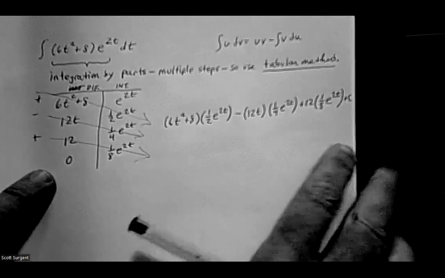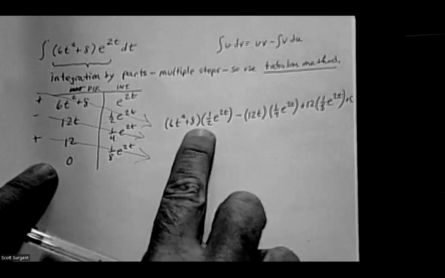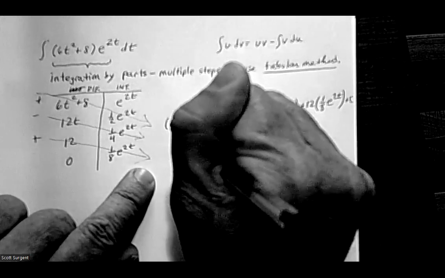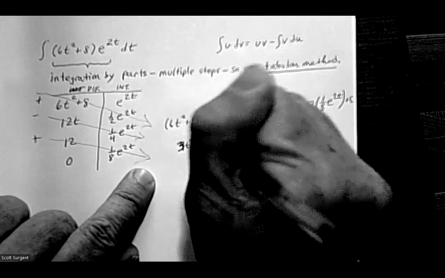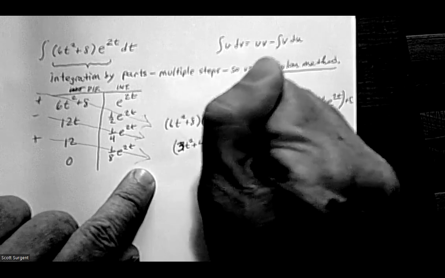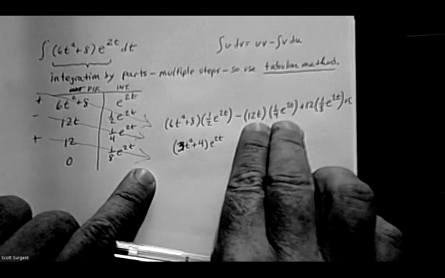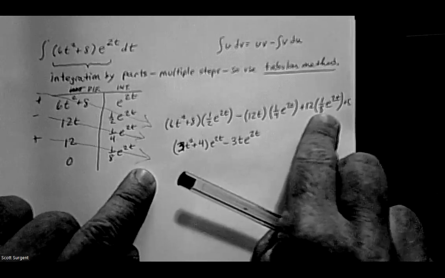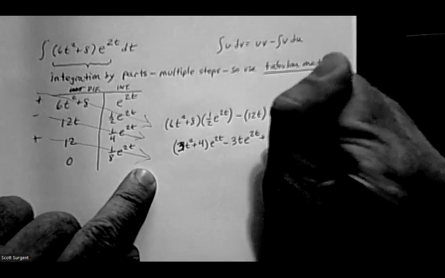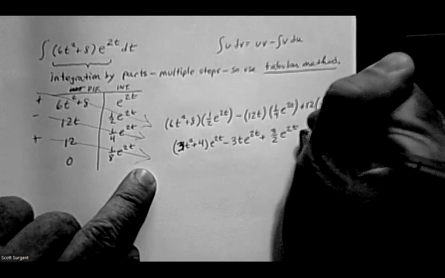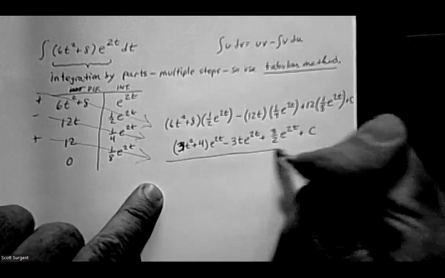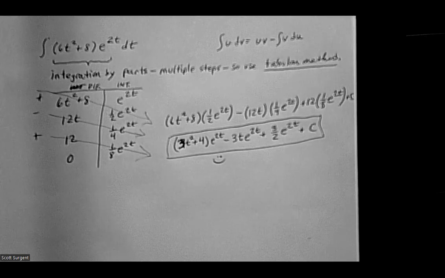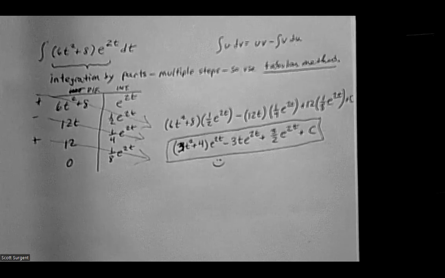And that can actually be simplified a lot. For example, right here, the 6 and the 8 and the 2 make 3t squared plus 4, e to the 2t. Here you just have 3t e to the 2t. And here you have 12 over 8, which is what, 3 over 2? e to the 2t. And if you really want to, you could factor out that e to the 2t, although it doesn't matter at this point. And that's your answer. So no parts. It's really nice.